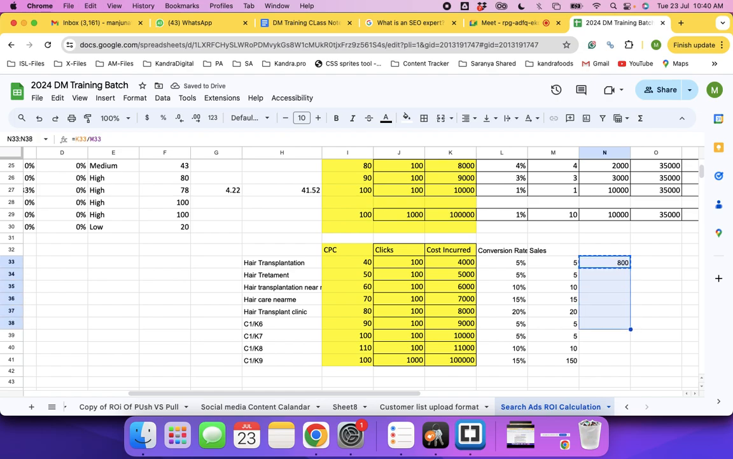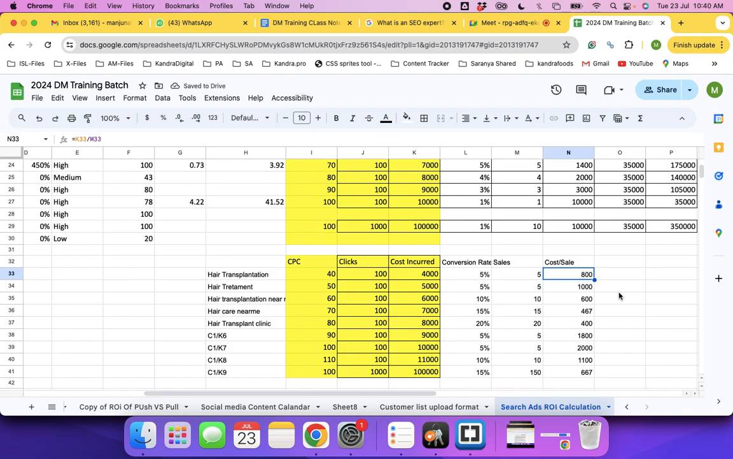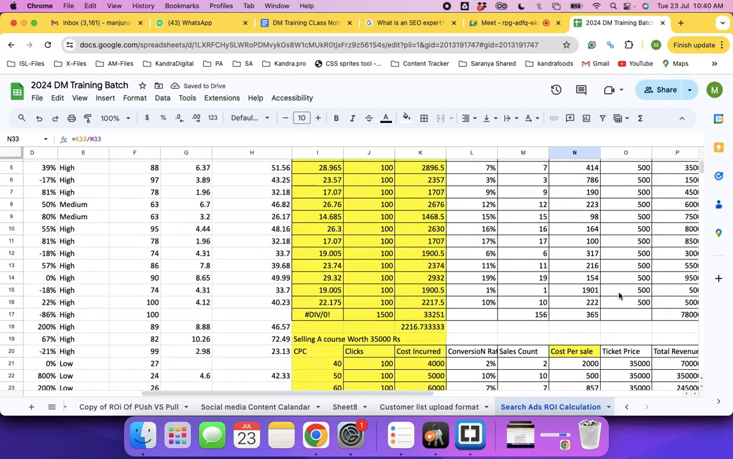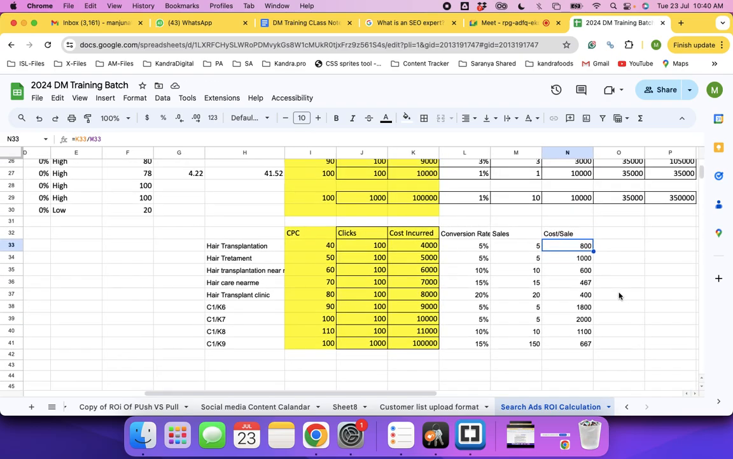So the cost per sale is this much. This is cost per sale. Clear? So now total spend is for cost incurred, total spend, we have done it. The total cost incurred.